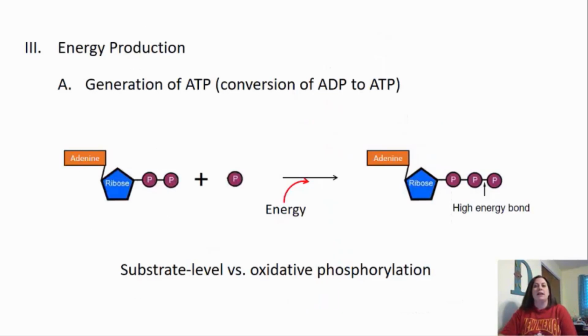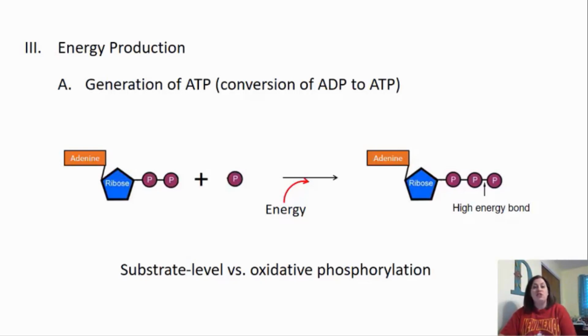All right, so now let's look at how cells produce this energy, and we're going to generate here ATP. How we're going to convert ADP into ATP. Now, ADP is adenosine diphosphate, and ATP is adenosine triphosphate. When we're fusing the phosphate onto ADP, energy is required. This energy is then stored in that last bond. It's called a high energy bond on that last phosphate, and now we have ATP, adenosine triphosphate. Now, one thing we're going to look at is we're going to compare substrate level versus oxidative phosphorylation.